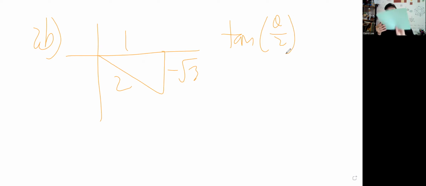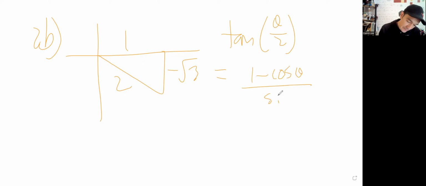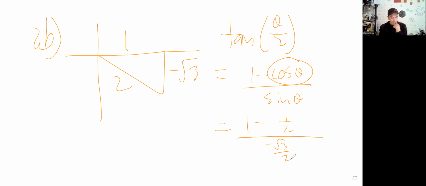So looking at your green cheat sheet, look for your tangent half angle. And one of the options for tangent of theta over 2 would be 1 minus cosine over sine. That's one of the options for tangent of theta halves. And so we have 1 minus, well, cosine, we just found from the previous problem. Cosine would be adjacent over hypotenuse. And the bottom would be sine, which is negative square root 3 over 2. And from here, you should just go calculator to get your answer.